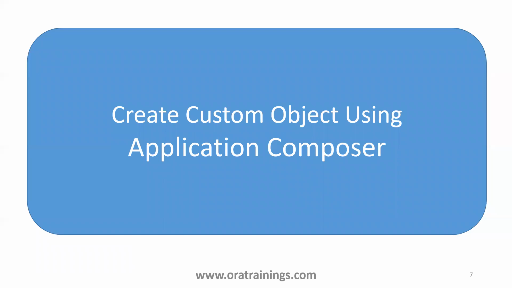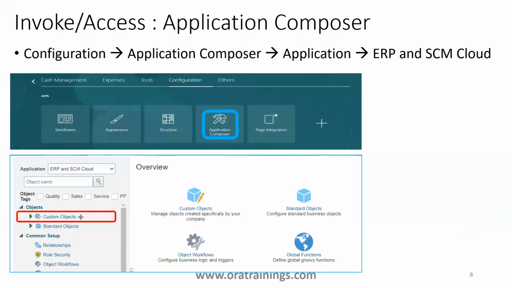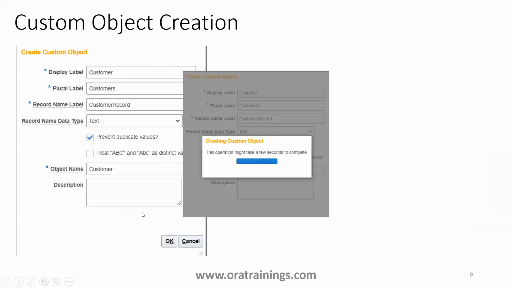Okay, let's start with how we create a custom object. This is the navigation. You have to navigate to the configuration, click on Application Composer, and here in the application you need to select ERP and Supply Chain if you want to create your custom object in the ERP area, or else you can select CRM. And once you click on custom object, this plus symbol allows us to create a custom object.